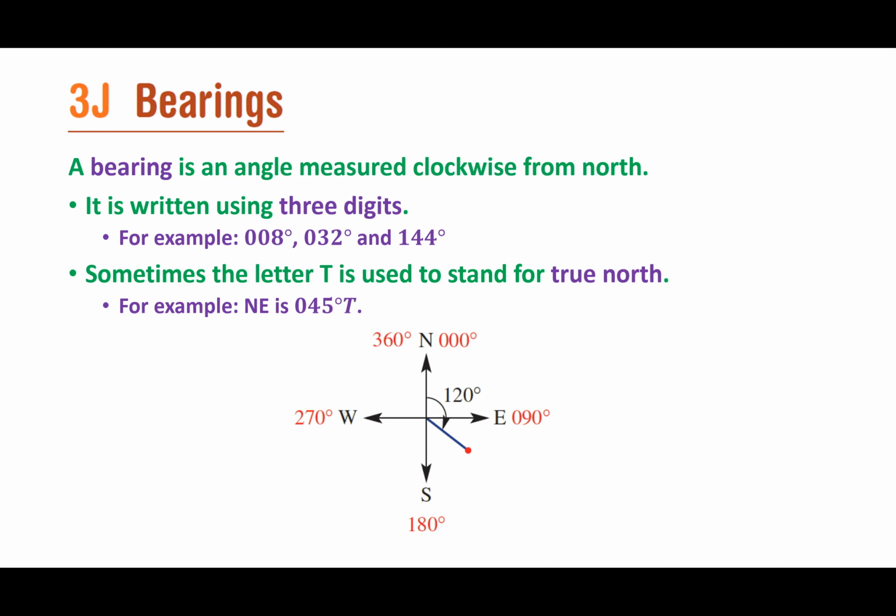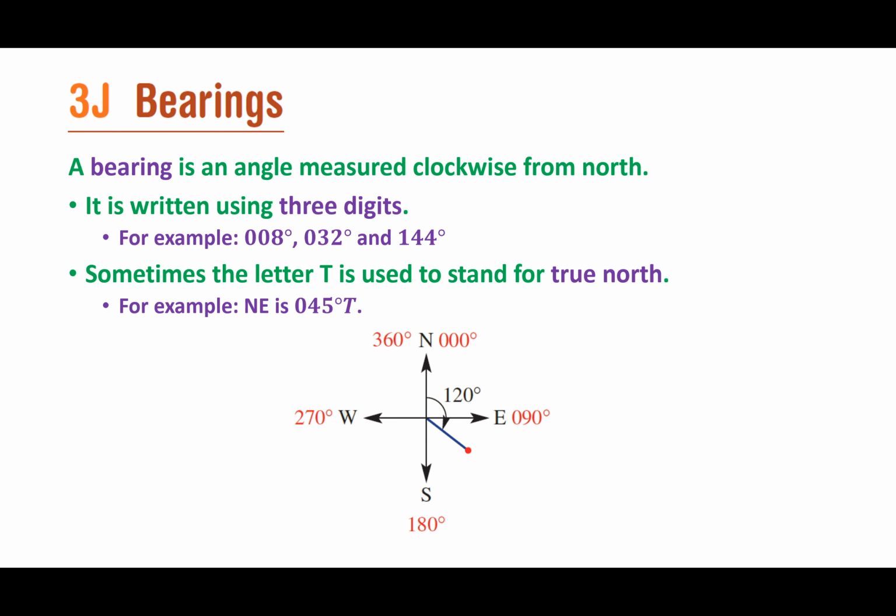It is written using 3 digits. For example, 008, 032, and 144 degrees. So from north, basically we're saying, okay, 008 is that you turn 8 degrees, and that's that. 032 is, we'll go a bit further than 8, go to 32, and that's that angle there. 144 is, well, we're going to go past 90, and then we're going to go to 144, and that's that one there. Okay? It's basically just how many degrees do you turn from north.